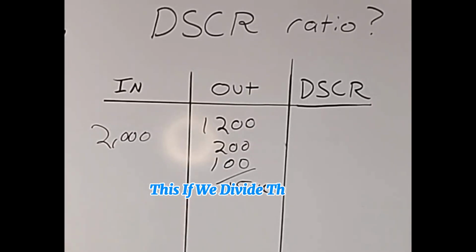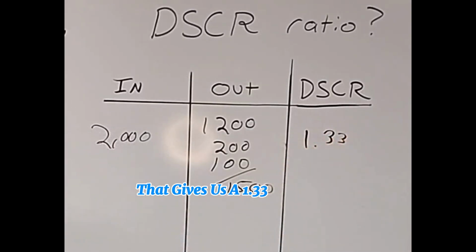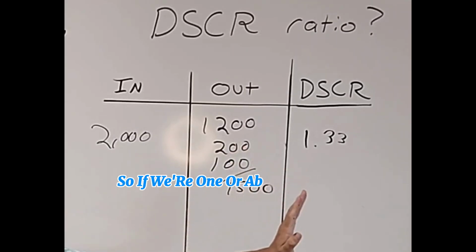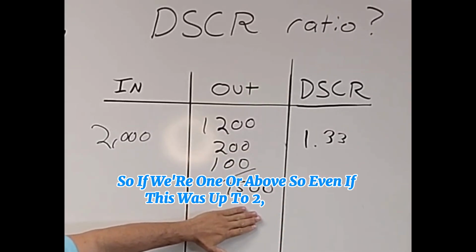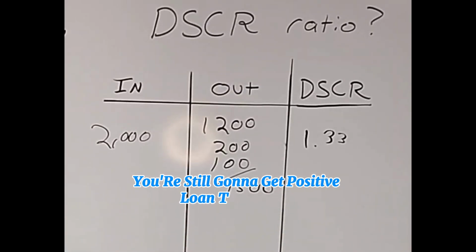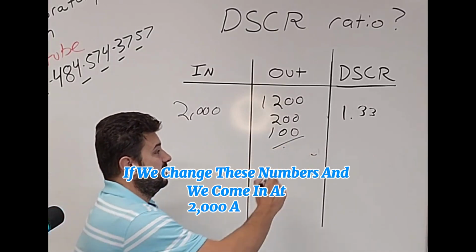If we divide the two, that gives us a 1.33 DSCR ratio. Anything 1 or above gets you the best terms on a DSCR loan. So if we're 1 or above, even if this was up to $2,000, you're still going to get positive loan terms.